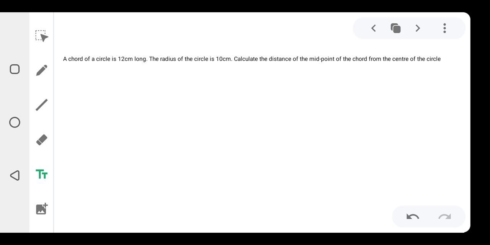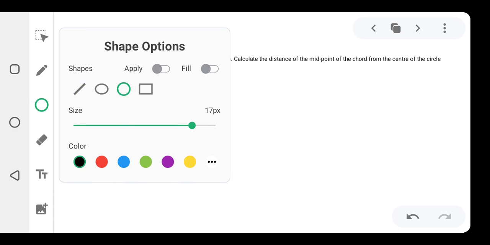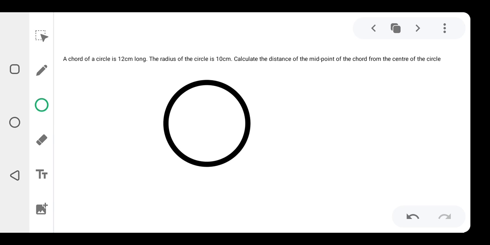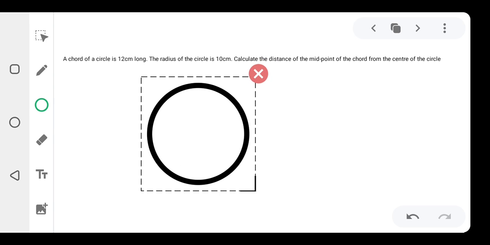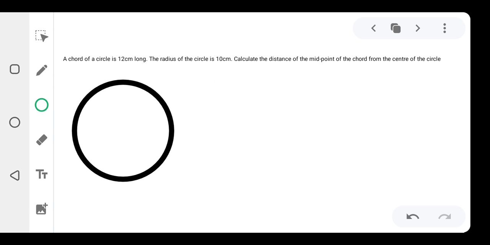All right, it's just our ability to interpret this question. Let me first draw the circle so we can get it better. The question says a chord of a circle is 12 centimeters long. Let's draw this chord now. It's going to be something like this, right? The total length of this chord is 12 centimeters long.